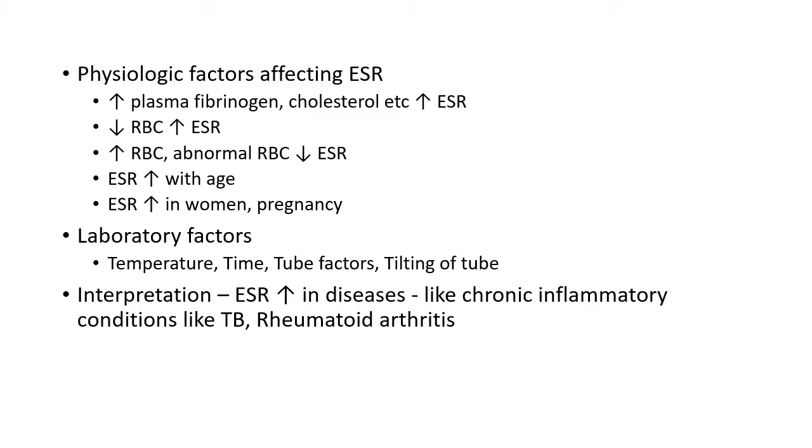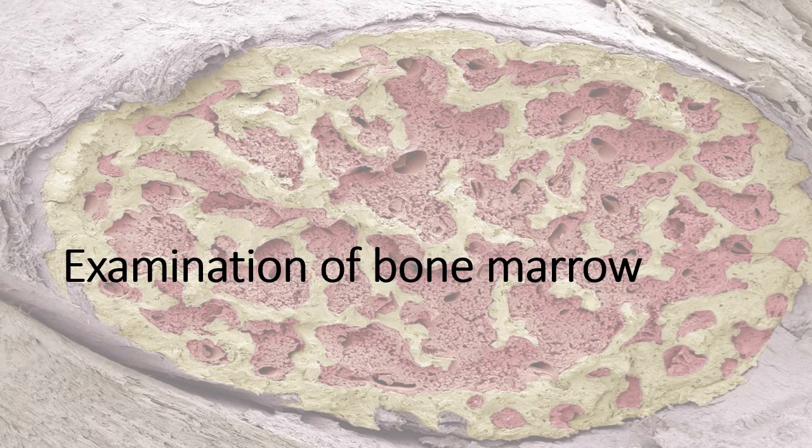Coming to the interpretation, ESR is mostly increased in diseases like chronic inflammatory conditions. Example, TB, that is tuberculosis, rheumatoid arthritis, etc. Moving on to the next topic, that is examination of bone marrow.